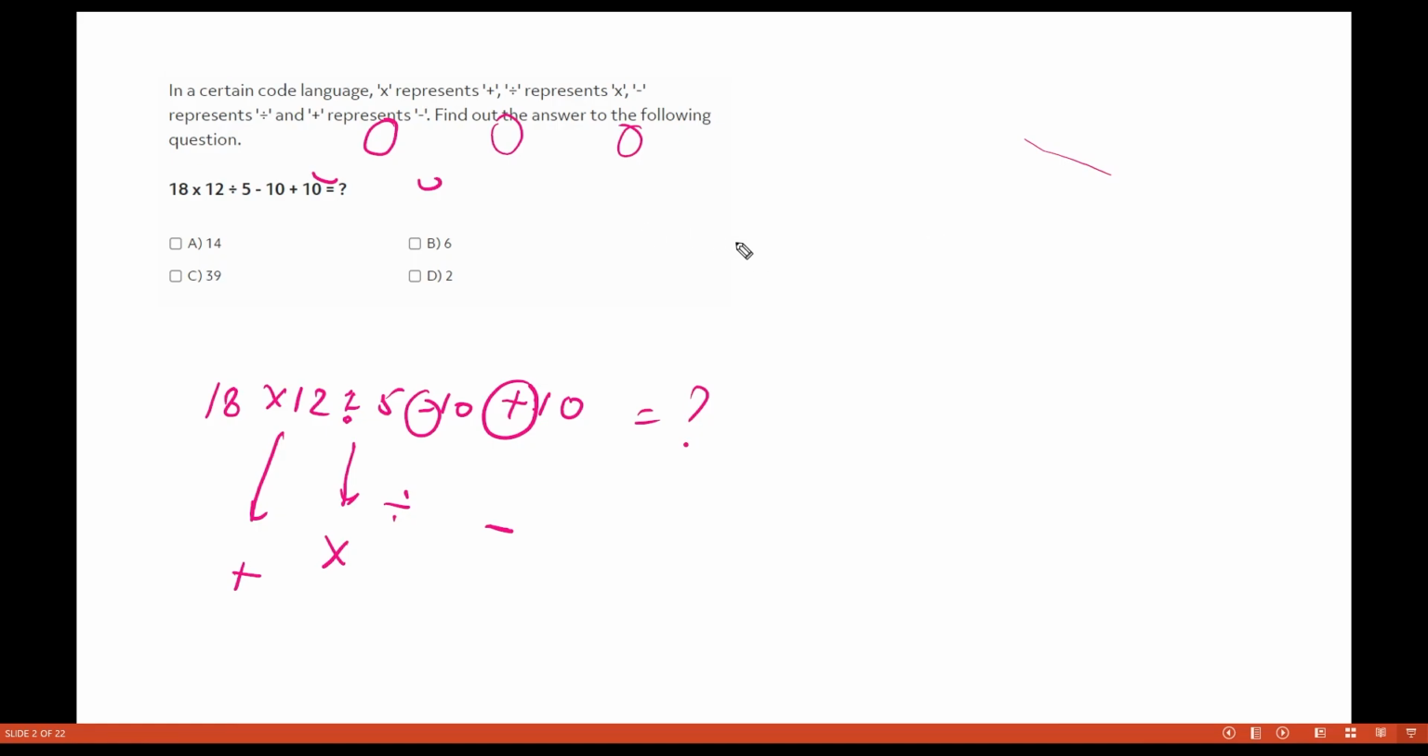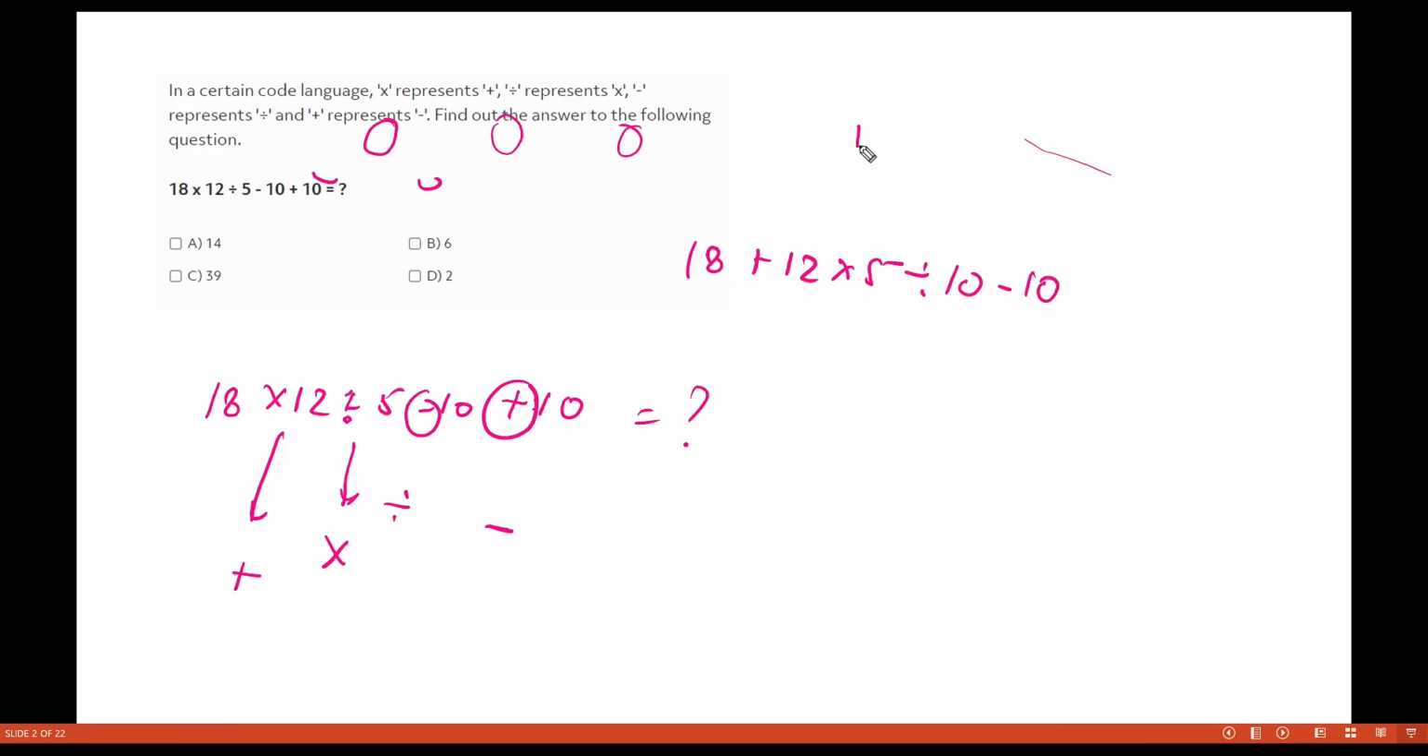So obviously we'll do it this way. What will it come to? 18 plus 12 multiplied by 5 divided by 10, and subtracted by 10. Now what will be our answer?